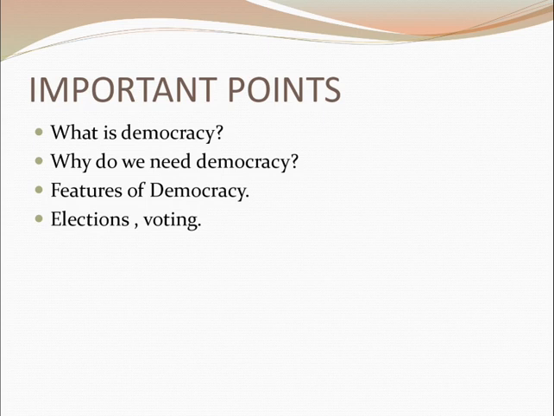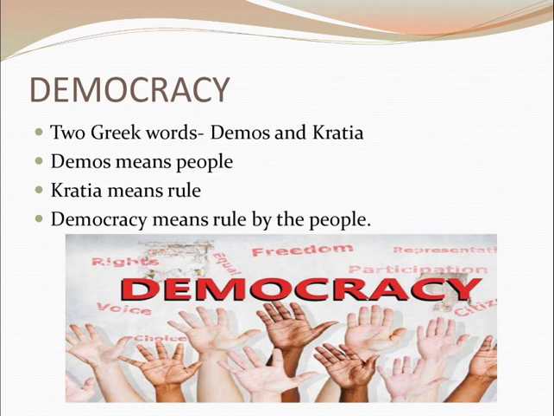Now let's begin. In olden days, kings would have ruled our country. Gradually, rule of the king disappeared and made way for the rule of the people, democracy. What is democracy? The word democracy comes from the two Greek words demos and kratia. Demos means people, kratia means rule.